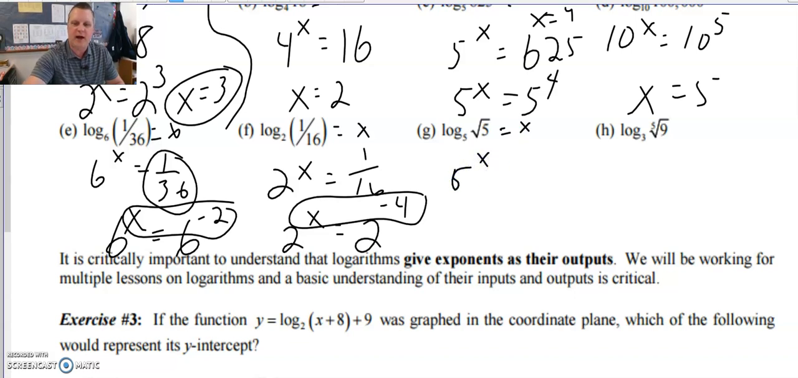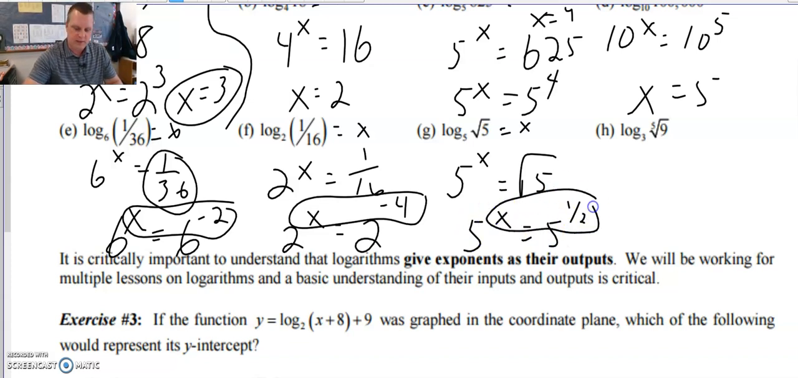This one equals x. 5 to the x, that's a 5. I better fix it so I don't get in trouble. Okay, that's 5 to the x equals square root of 5. Remember the square root of 5. What does that equal? The square root of 5 is the same as 5 to the 1/2. x equals 1/2.